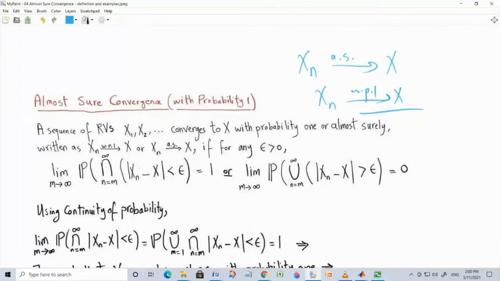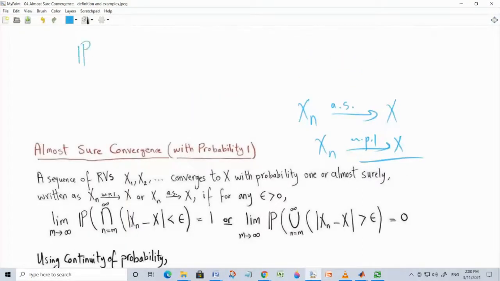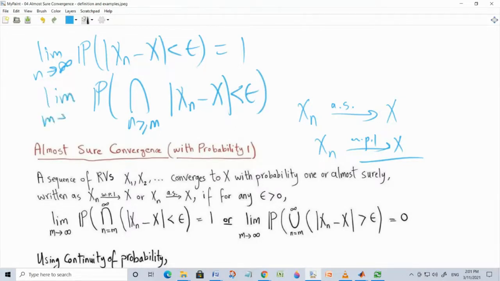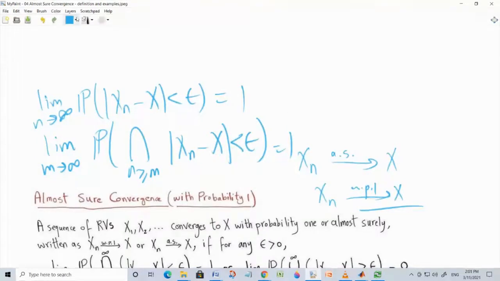In convergence in probability, you study that the limit of this thing is equal to 1, right? Now it is something else. Now we have the probability of the intersection, n from m up to infinity, let's just put it as n greater than or equal to m, of the event that the absolute value of X_n minus X is less than epsilon. Then the limit as m goes to infinity of this should be 1. So what is this event here?